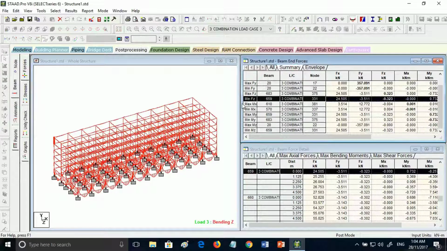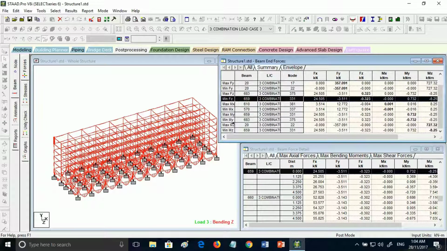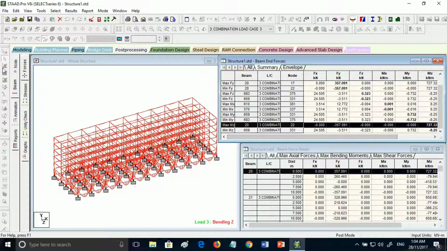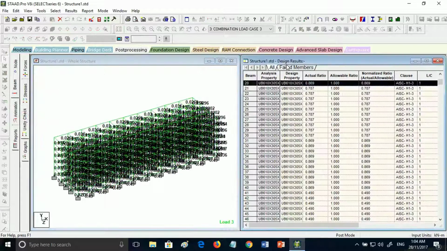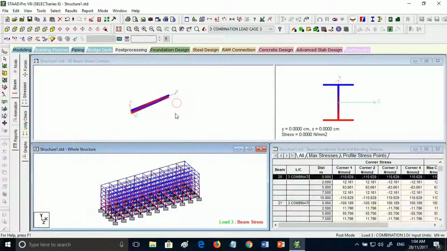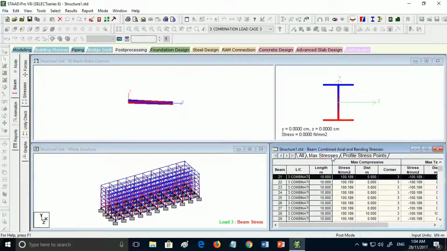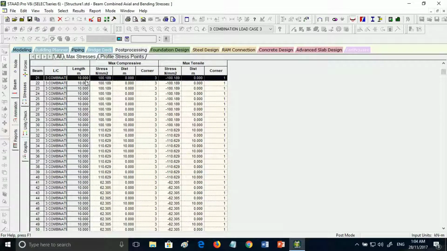And the last one is the maximum moment in the Z direction. It will be at beam 20 with the intensity of 7.32 kilonewton meter, and this will be the shear force and also bending moment diagram for beam 20. The last assessment is to identify the stress due to horizontal and also vertical force to the structure, and the maximum stress is 100.19 at beam 21.